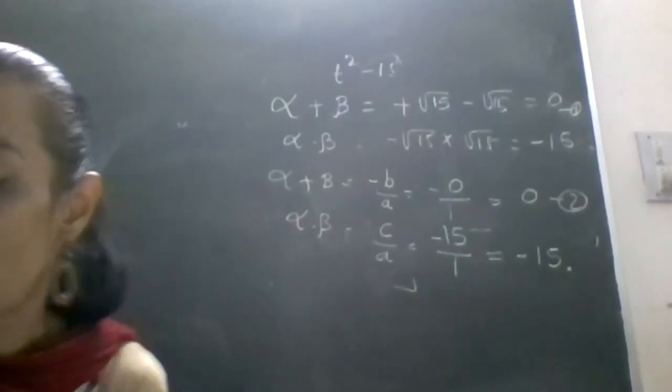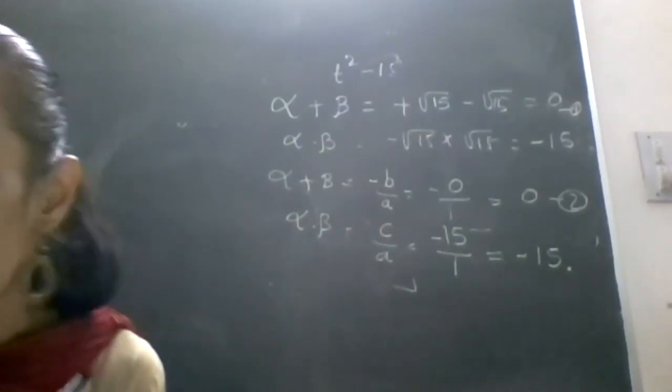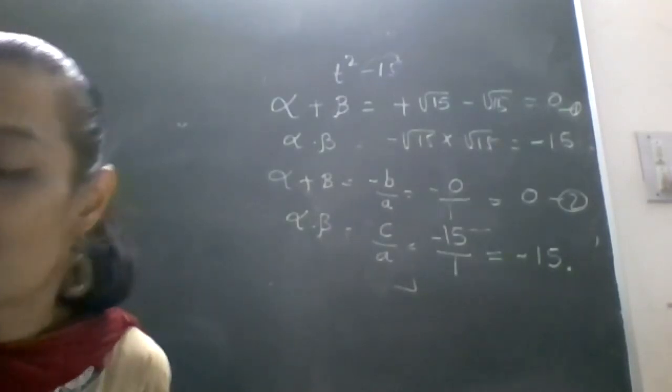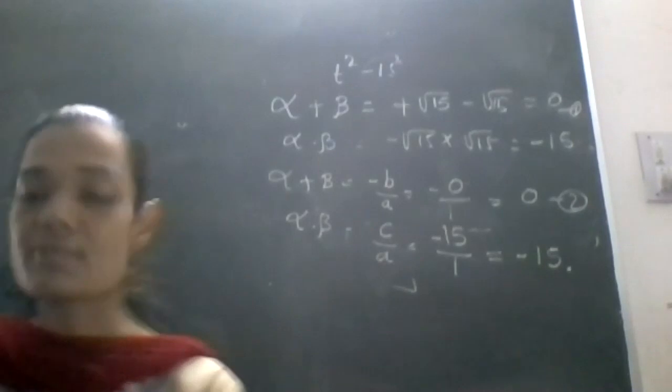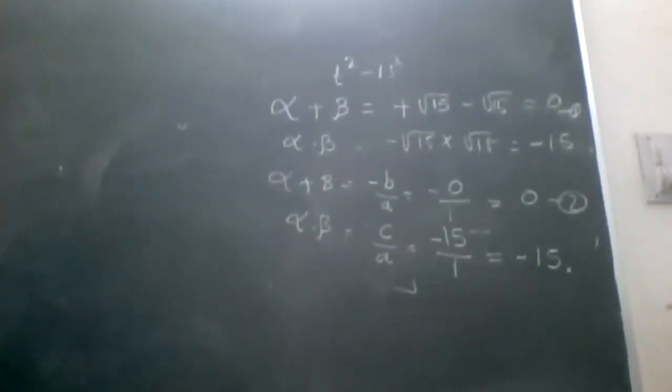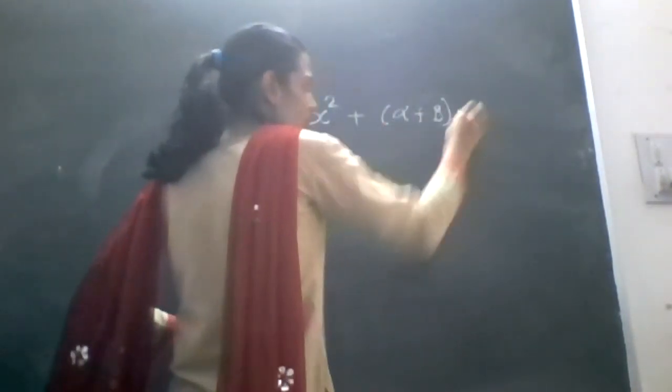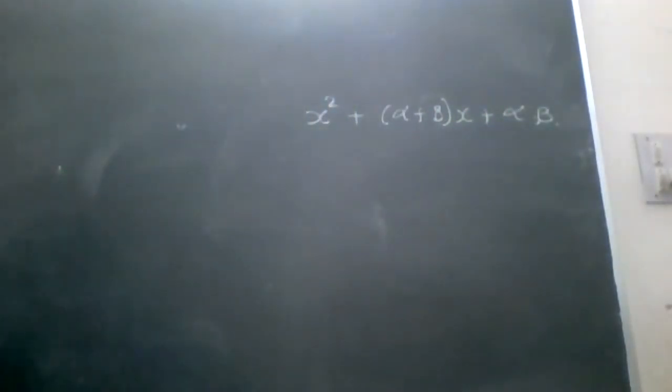Now moving on to the second question. It says find the quadratic polynomial, each with the given number as sum and the product of its zeros respectively. So first, what is given? Your sum is given. See, for this you have to remember one formula. The formula is x square minus alpha plus beta into x plus alpha into beta. This is the formula to find it out.